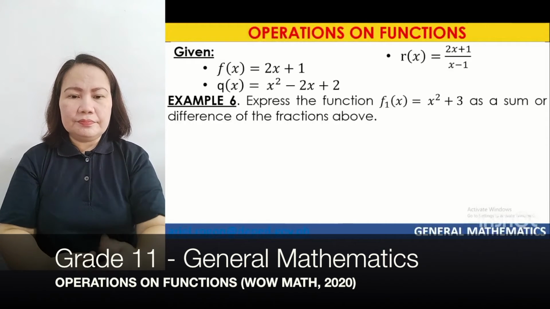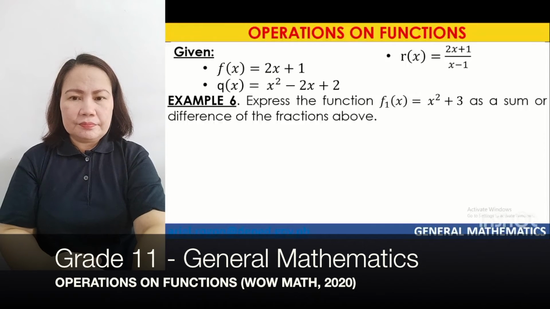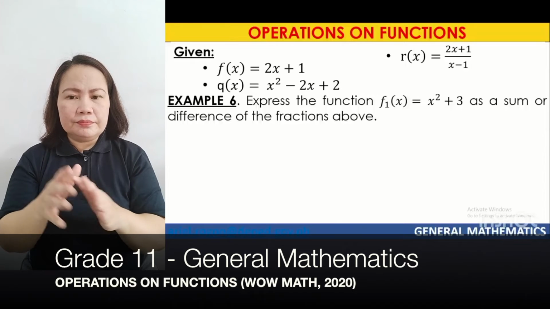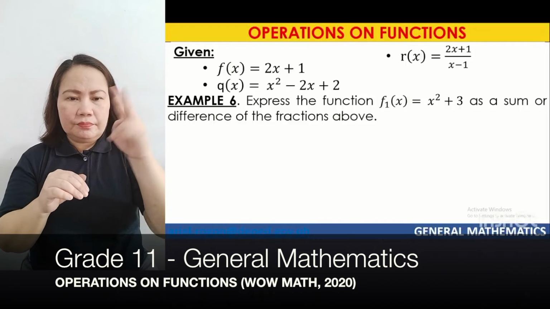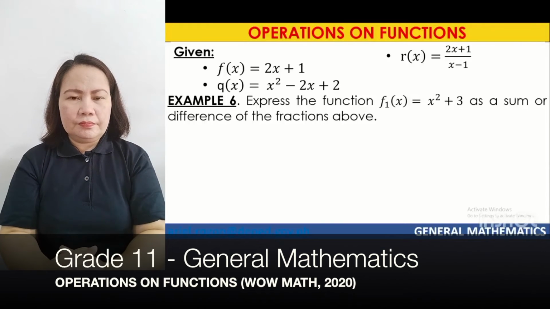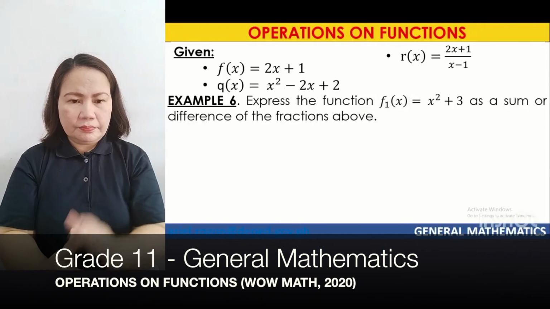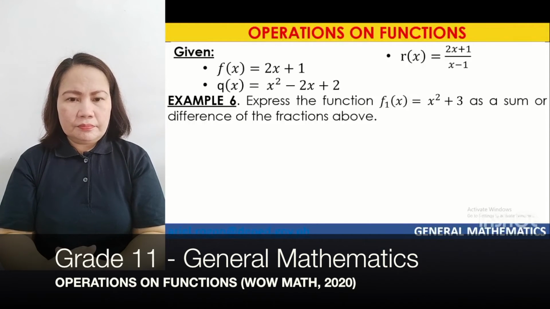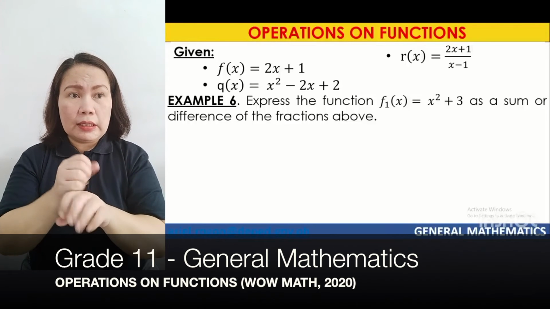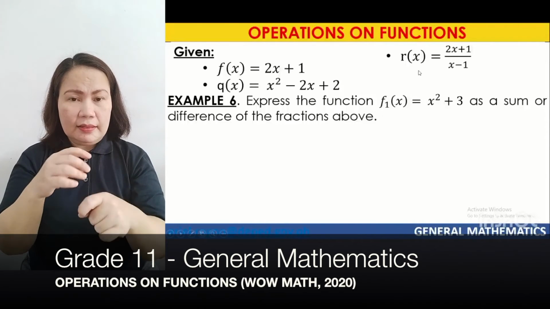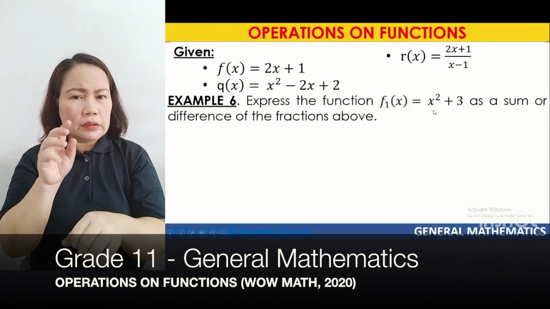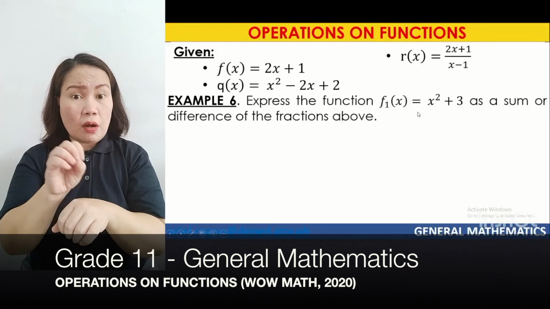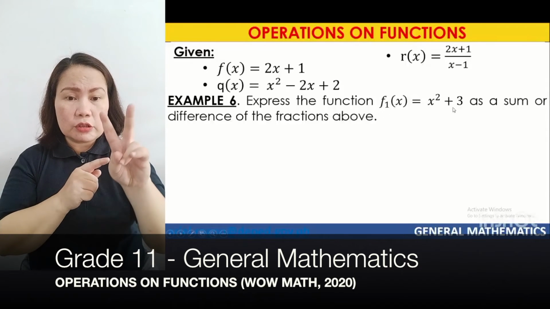Okay, let's proceed for this. F of x is equal to 2x plus 1. Q of x is equal to x squared minus 2x plus 2. And R of x is equal to 2x plus 1 over x minus 1. Sa class na ito, working backward tayo. Magta-trial and error kayo dito. Sa tatlong given na function, ano kaya ang operation na gagamitin para ito yung magiging kinalabasan? Ito yung magiging new function niya.